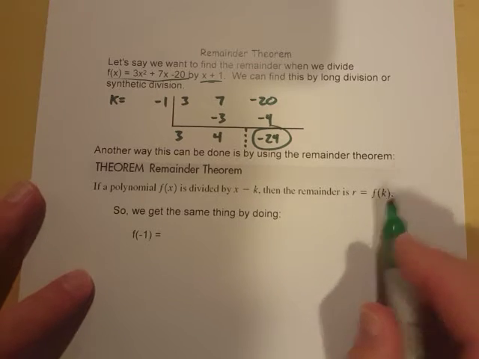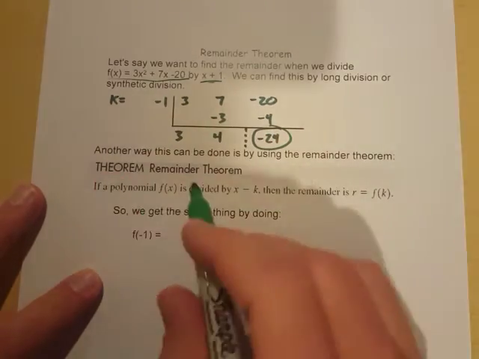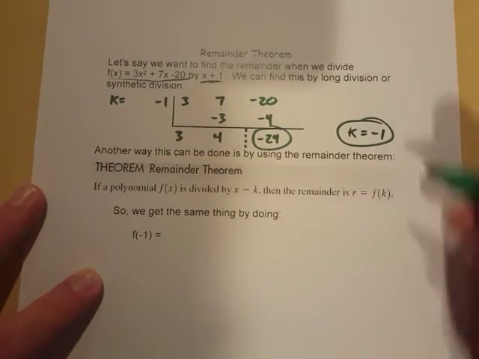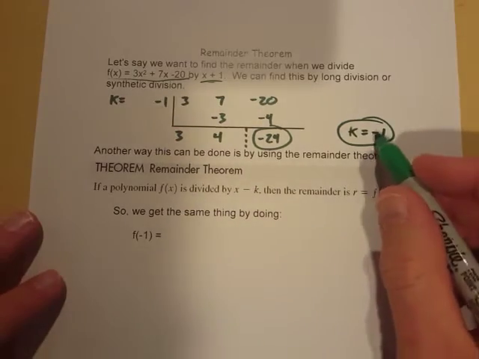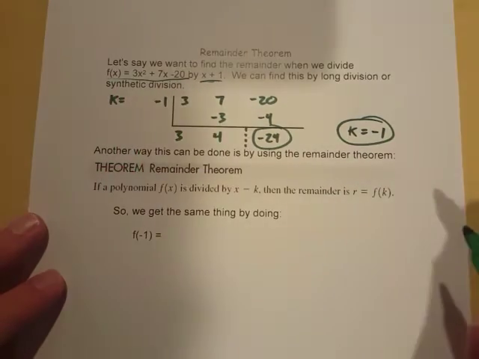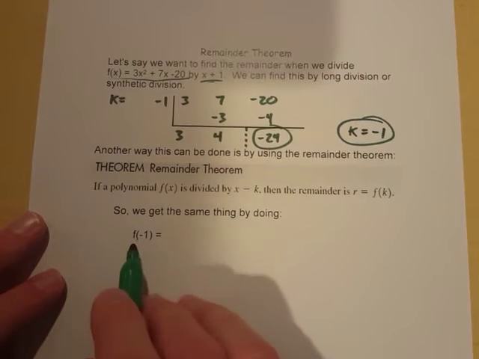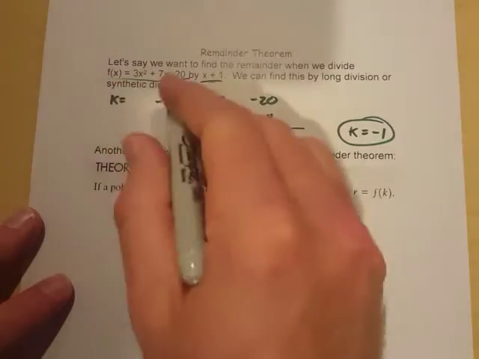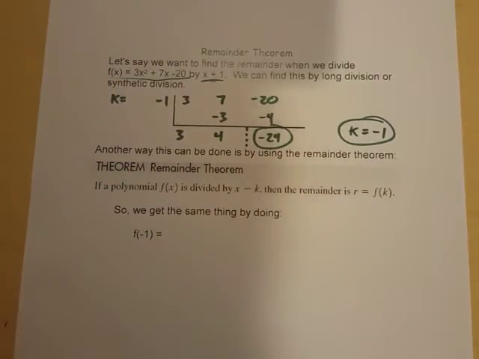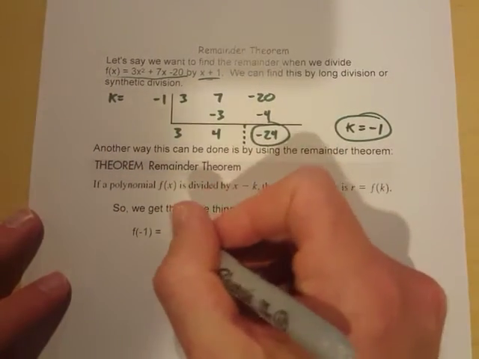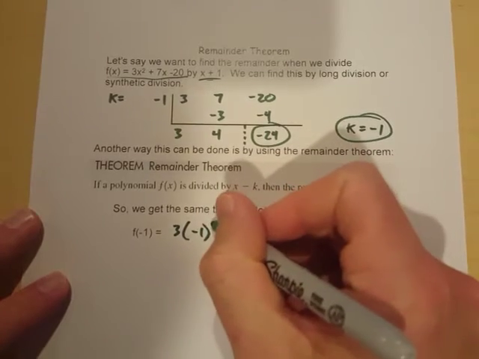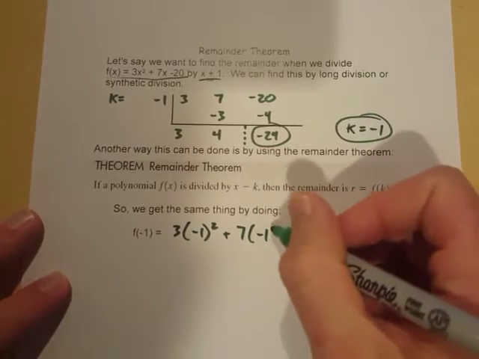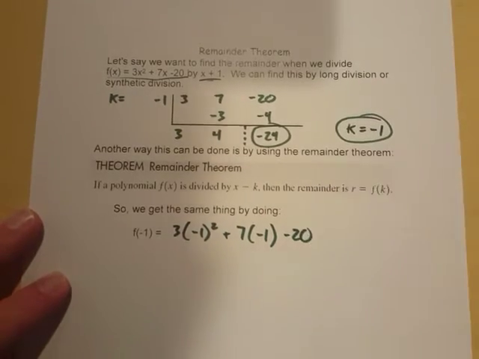All right, so let's just kind of remind ourselves what k was in this problem. K was negative 1. So we can take that k value and just plug it into f of x. So we have f of negative 1. Negative 1 was our k. And then we can plug it into this up here and supposedly get the exact same thing. So we do that. 3 times negative 1 squared plus 7 times negative 1 minus 20.